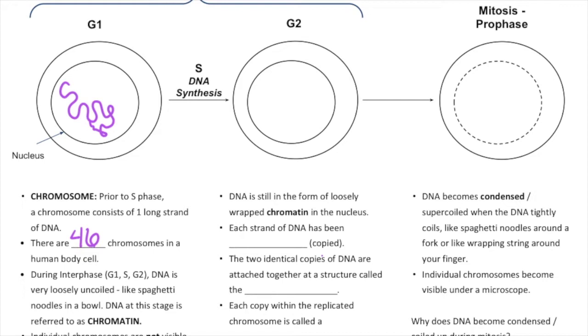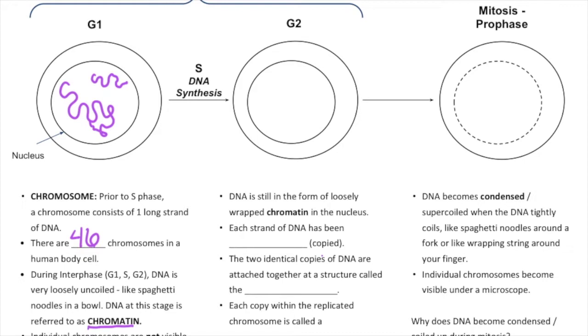For the simplicity of this diagram, we're just going to draw two. Each chromosome is a different length. So for example, I drew one really long one and I drew one really short one. So these are two chromosomes shown at the beginning of G1. And because they are loose and uncoiled, they are what we call chromatin. During interphase, DNA is very loosely uncoiled like spaghetti noodles in a bowl. DNA at this stage is referred to as chromatin. So chromatin is a word that refers to DNA during the part of interphase where it is loose and uncoiled.